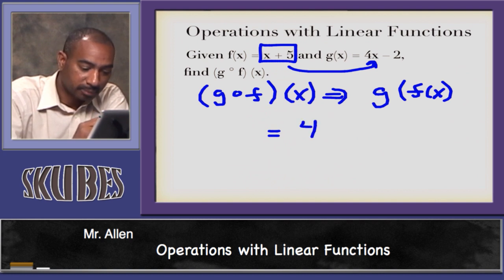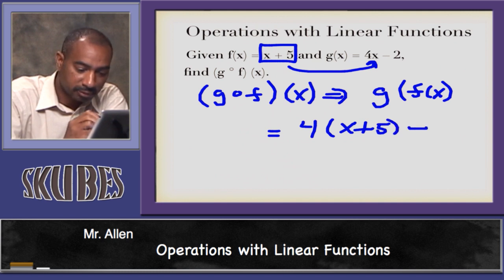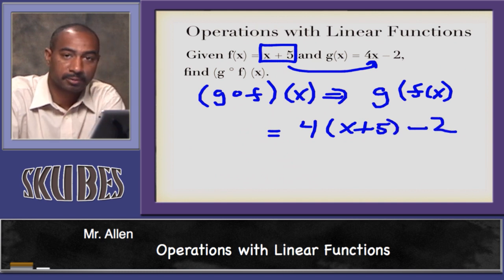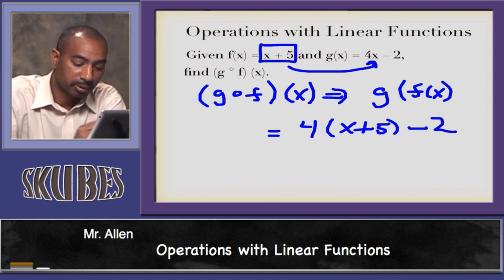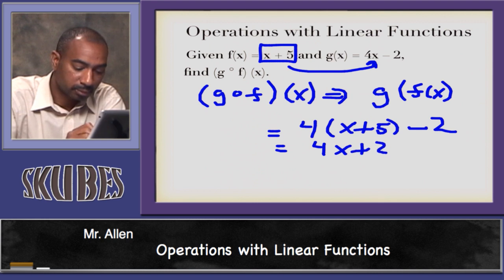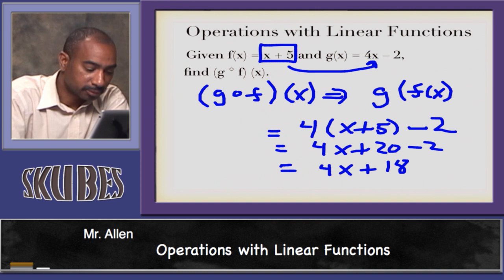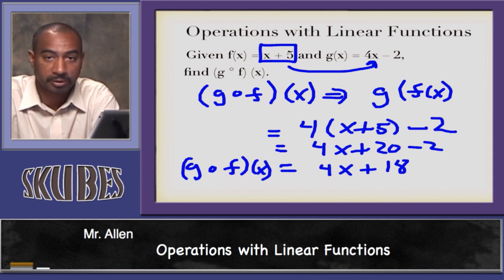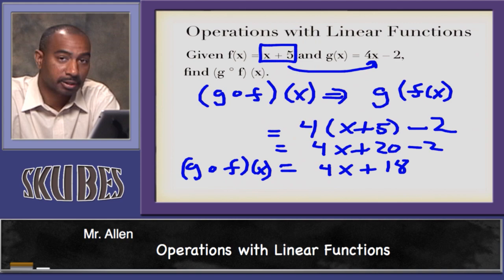So now I have 4 times x plus 5 minus 2, because that's what the rule says with the function of g of x. We're going to distribute this 4, so you get 4x plus 20 minus 2. So that's 4x plus 18. And that's what this is, which is different from the other function. So it's not commutative when you use this operation. This concludes our lesson for today.